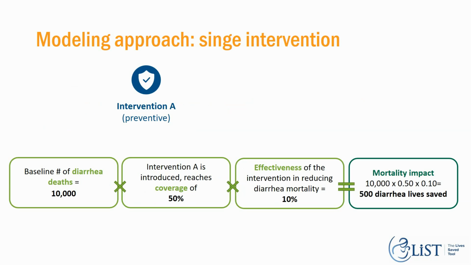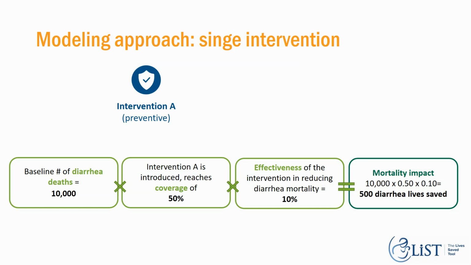So as I said, if there's only one intervention, for the purposes of this example, we have an intervention named intervention A, and it affects diarrhea death, and it is a preventive intervention. So for example, we have a baseline number of diarrhea deaths of 10,000, and we have data that shows that intervention A was introduced, so the coverage was 0, and it reached all the way up to 50%.